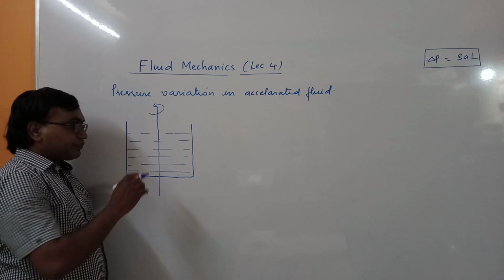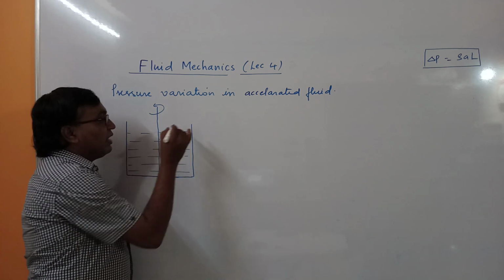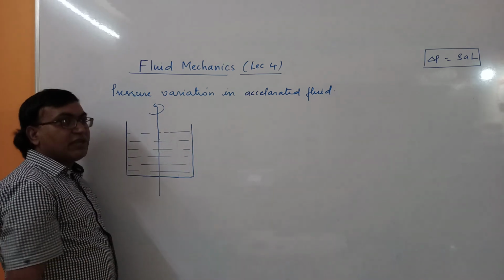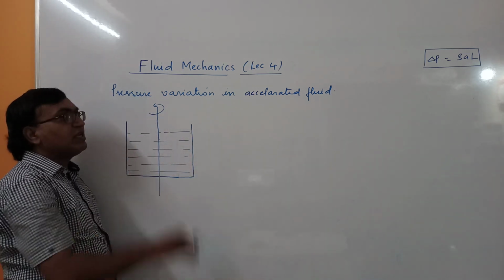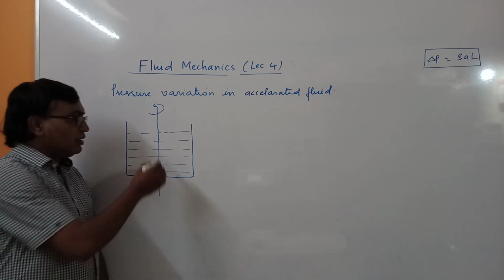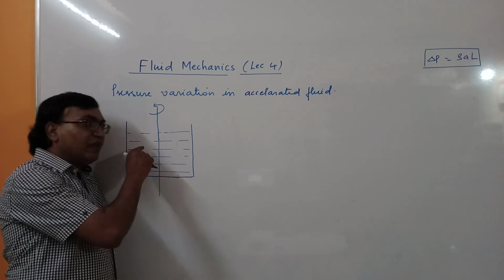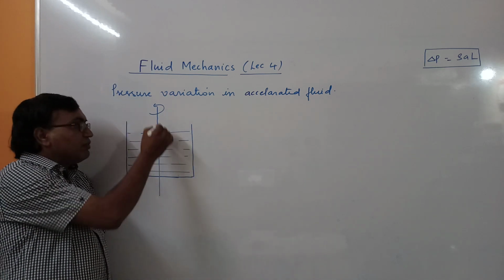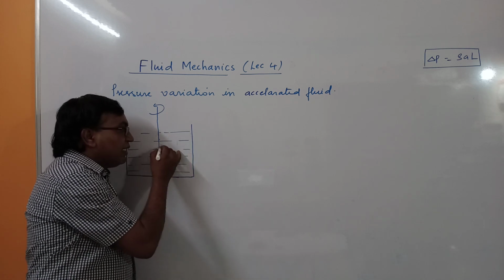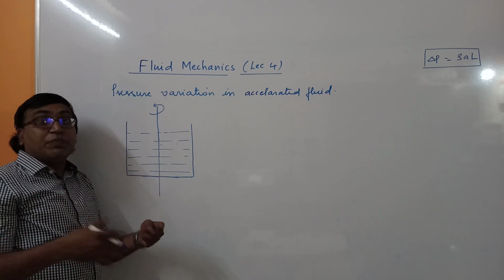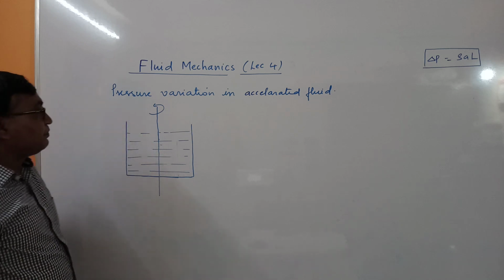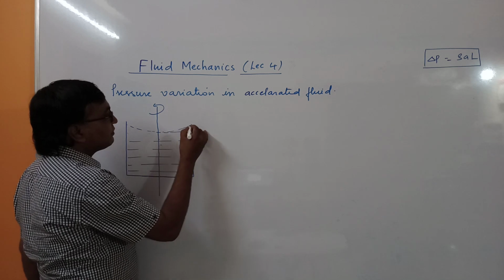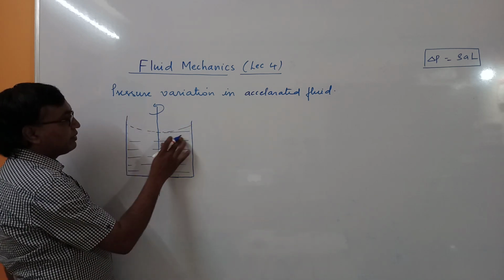Now we have to find out the shape of the free surface of the liquid. What is the shape of the free surface of the liquid, and the variation of pressure along this radial line when you go along this direction from the axis of rotation to the end of this container? So how the pressure will vary, we have to find out. Now when it rotates, the shape may change. So let us find out what is the shape.